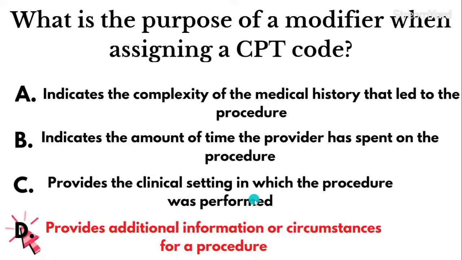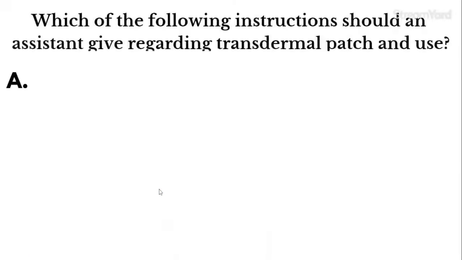And then the clinical setting, the modifier doesn't provide that information. The place of service code will provide the information. Place of service code, not point of service code. Place of service code tells the insurance company where the procedure was performed. All right, very good.